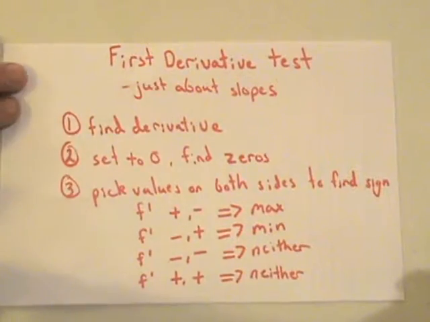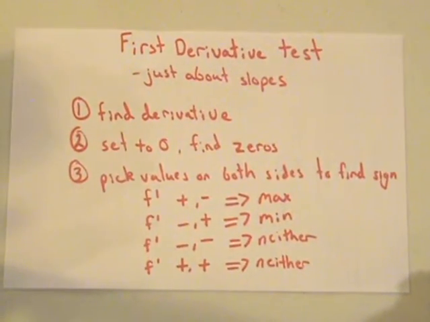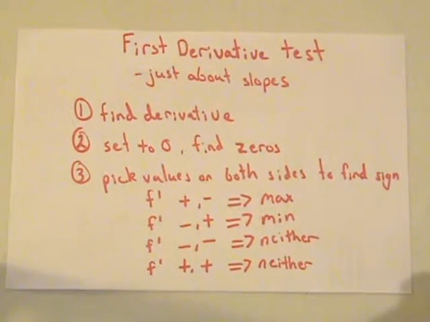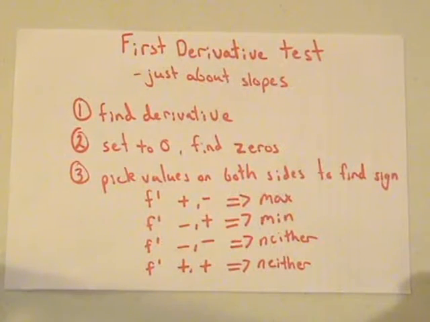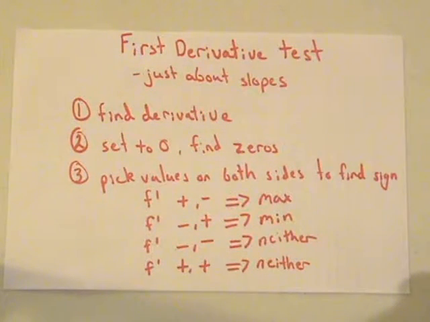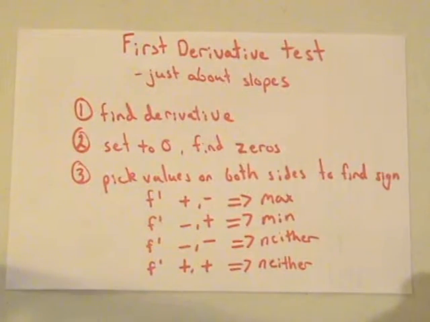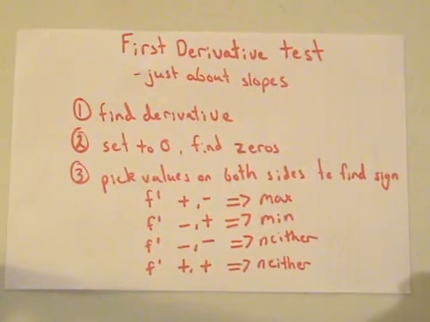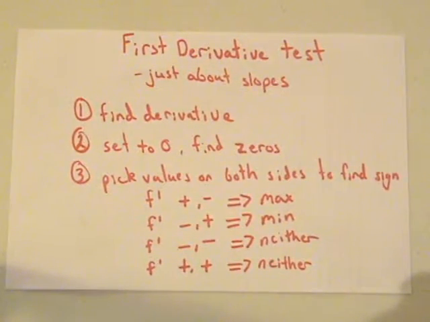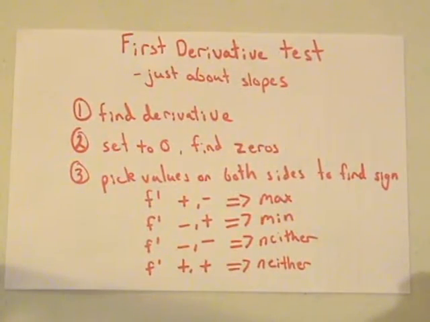So we're also going to talk about the first derivative. And remember that the first derivative is just about the slopes, and when we use a first derivative test, we're just finding the derivative, setting it to 0, and then determining the signs by picking values on both sides, but we'll talk about that later.